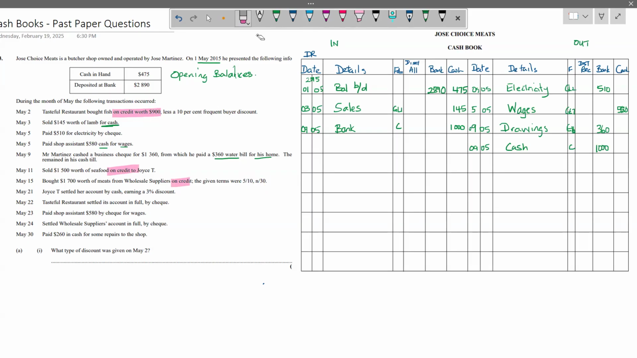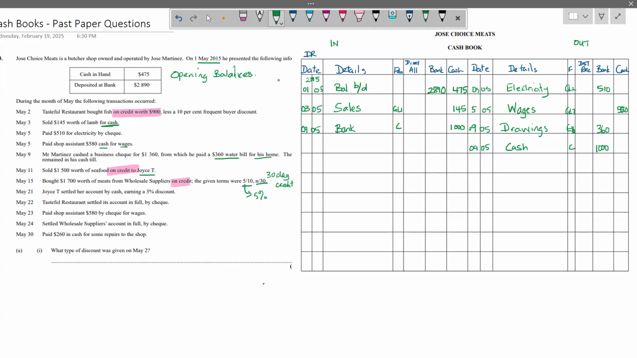What does this mean? It means that here, if we pay our bill in 10 days, we're going to get 5% off. This is our 5% discount, right? This will be considered a discount received. This N30 means we have a total of 30 days credit within which we could pay, before the bill becomes due, right? So net 10 days, you get 5% off, and N30 means you have a total of 30 days credit, right? On the 21st, Joyce T settled her account by cash, earning a 3% discount.